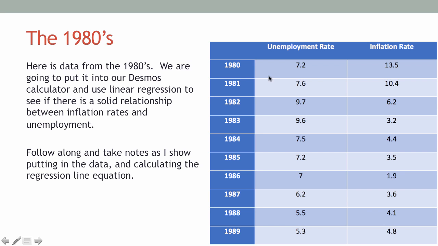We're going to put in this data, 1980 all the way to 89. You can see the unemployment rate, and you can see the inflation rate, and we're going to graph it and see if there's a solid relationship. Follow along, take notes. I'm going to show you how to use the Desmos calculator and do some statistical graphing, some measuring of what we call a regression analysis.